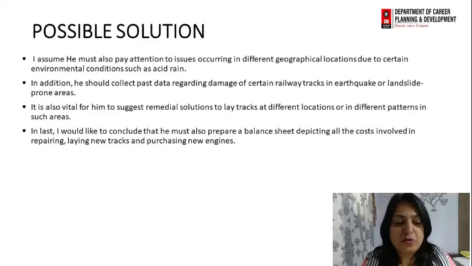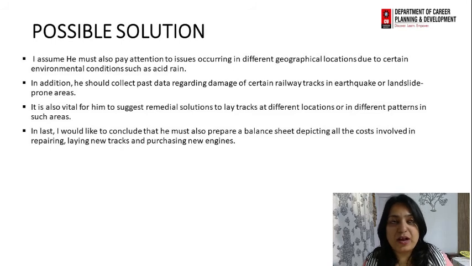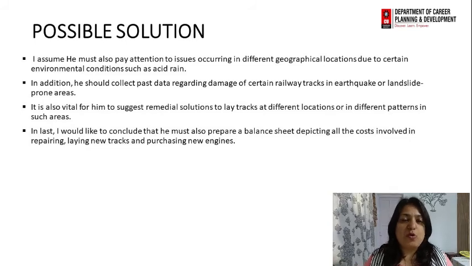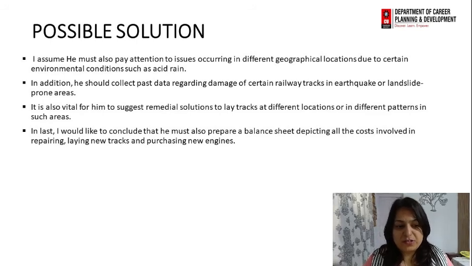So in the end, we can conclude that we must prepare a balance sheet that depicts all the costs, including the repairing and the laying of new tracks and the purchasing that is happening. That would give us a very fair idea about how to go about this issue and where the actual problem lies. So these are the possible solutions. You can go through them one by one if you wish.